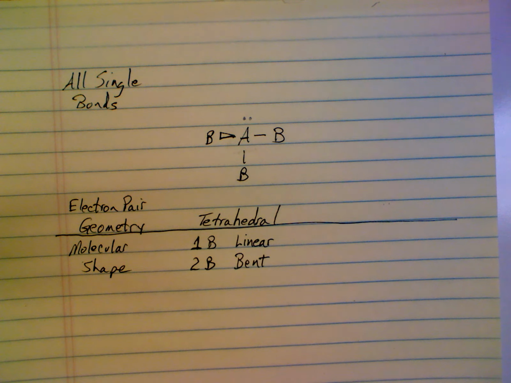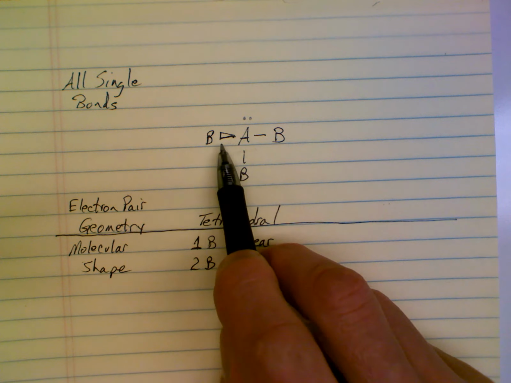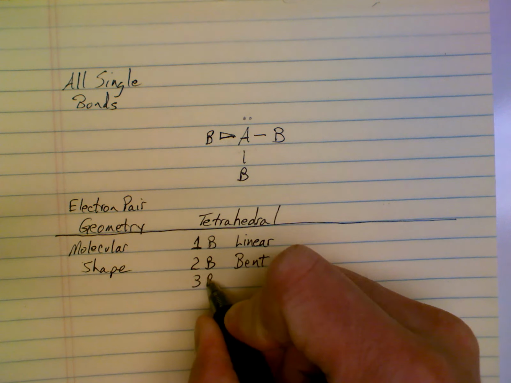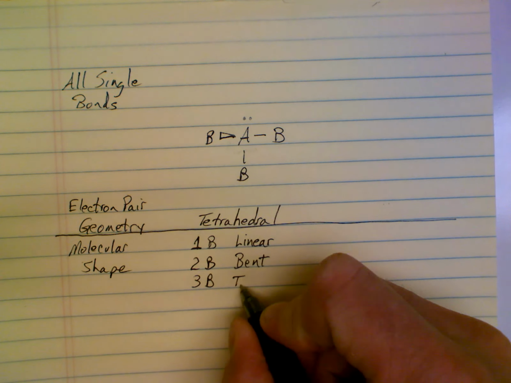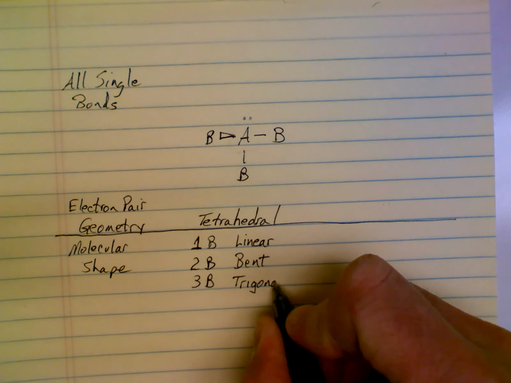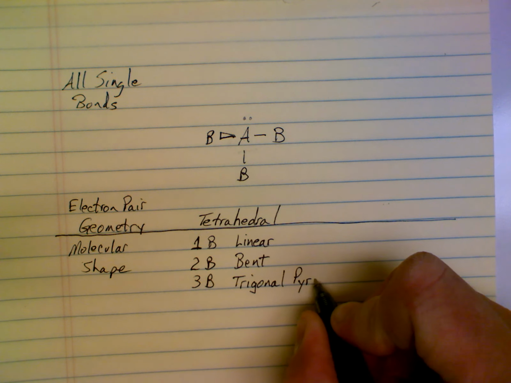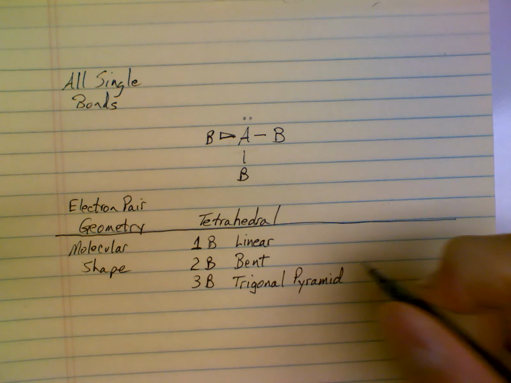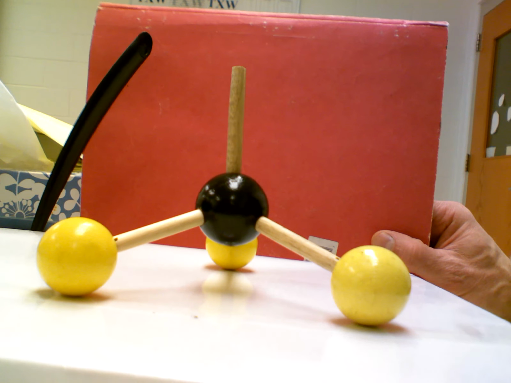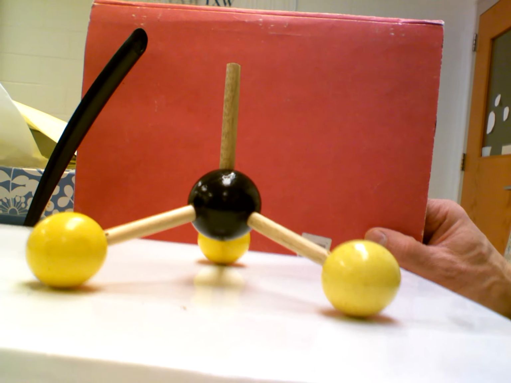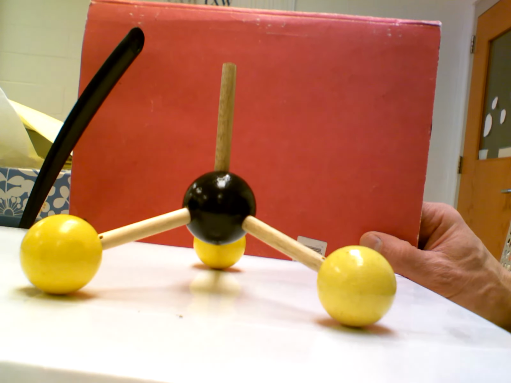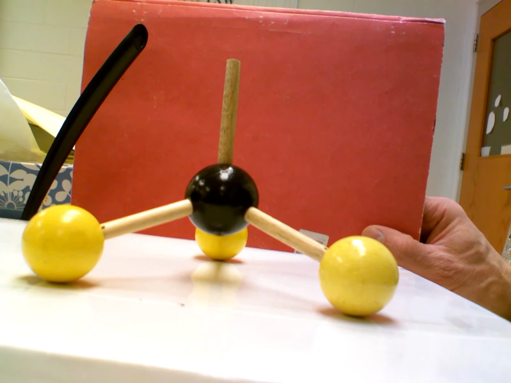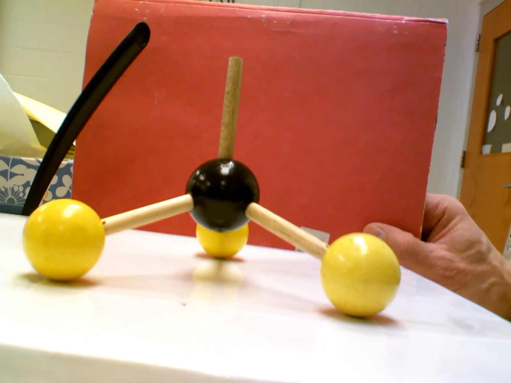So when we draw that one, the way I've done it is it's going to come out at us, so I draw it as a triangle. And now when we have that third B atom in there, the molecular shape for this is going to be trigonal pyramid. You can see that the molecule forms somewhat of a pyramid. But now when we think of a pyramid like the pyramids in Egypt, their base is square. And in this case, the base is going to be a triangle, thus the name trigonal pyramid.